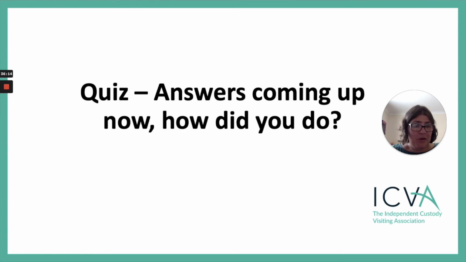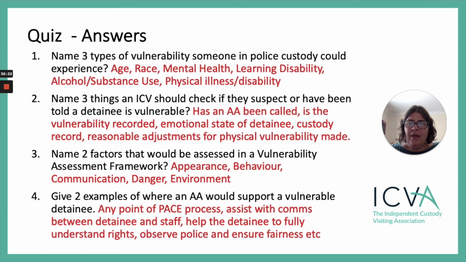Okay, so I'm assuming you've taken us off pause. You have a sheet full of answers, and the answers are coming up now. So how did you do? Well, 3 types of vulnerability. We've gone with the HMIC-FRS overview. So age, race, mental health, learning disability, alcohol or substance use, physical illness or disability. 1 point for each. So did you get your 3 points there?